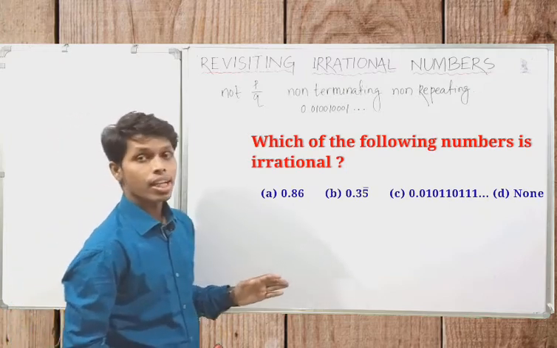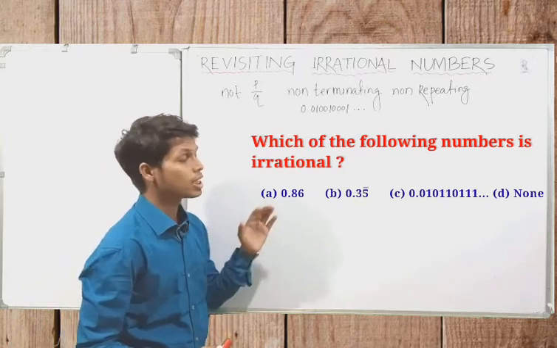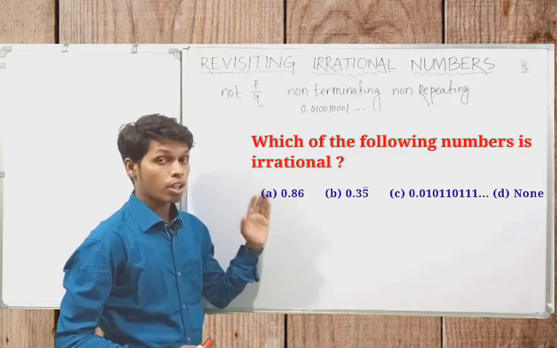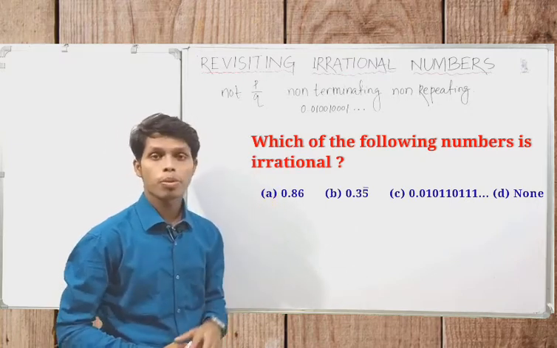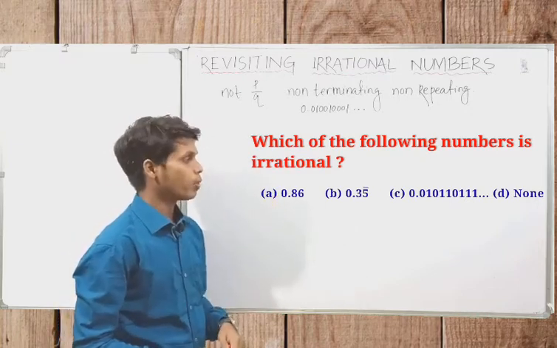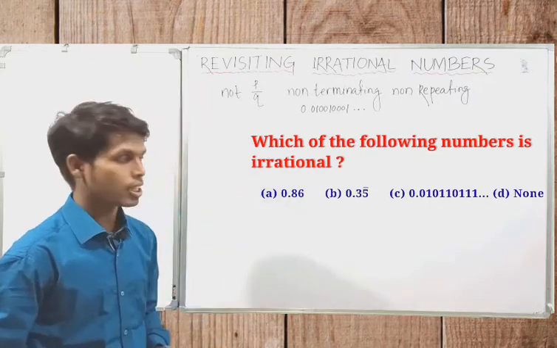The second one, you can see there is a bar on the digits after the decimal point, so this is a non-terminating but repeating decimal. So this can also be expressed in the form of P by Q. So this is also a rational number, so this is not our answer.